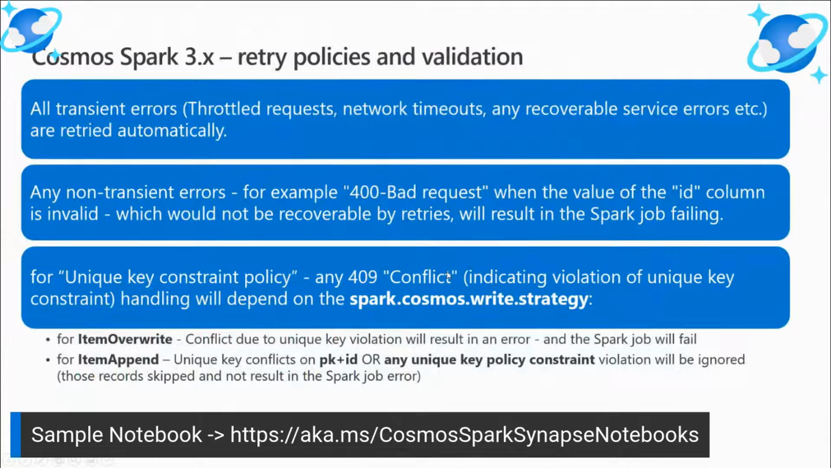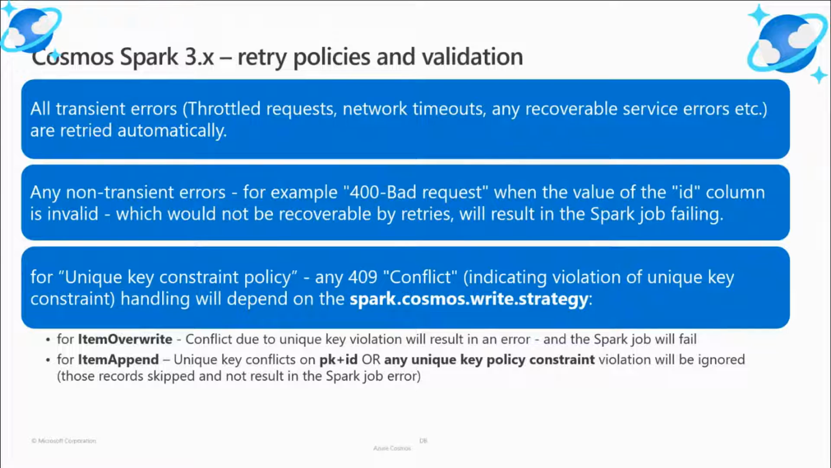Now let's go next, retry policies. I mentioned earlier that the new Spark connector has more control of what's retried and clearly defines what we're retrying. What we retry in Spark is all transient errors, meaning throttled requests, 429s, network timeouts, and any recoverable service errors, to retry automatically. Any non-transient errors, for example a bad request, 400 error, when the value of the ID column is invalid, which wouldn't be recoverable by retries, result in the Spark job failing. So basically, we want to fail the job instead of silently accepting the error and moving on.